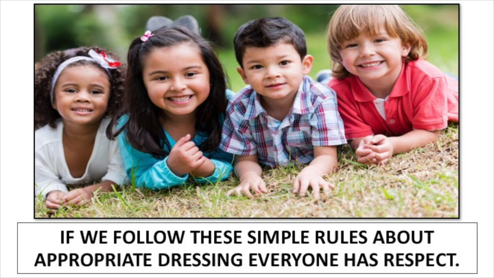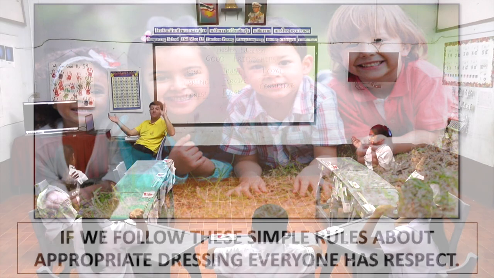If we follow these simple rules about appropriate dressing, everyone has respect. Yes, like us here, we all dress appropriately and we all show respect. I come to school dressed like I should be as a teacher. You come to school dressed like you should be as students. That way, everybody shows respect and everybody is happy because everybody is dressing appropriately. Any questions, guys? Okay, that was brilliant. Very well done.